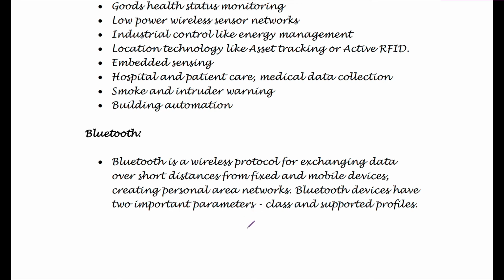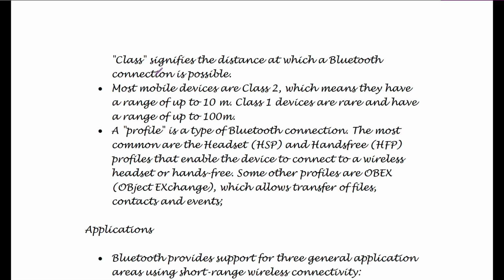Bluetooth devices have two important parameters, class and supported profiles. Class signifies the distance at which a Bluetooth connection is possible. So most mobile devices are class 2, which means they have a range of up to 10 meters. And class 1 devices are very rare and have a range up to 100 meters. And there's one more class, that is class 3, which has a range of only 1 meter. So we rarely use these devices as well.